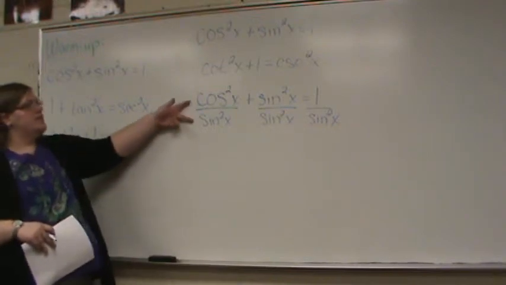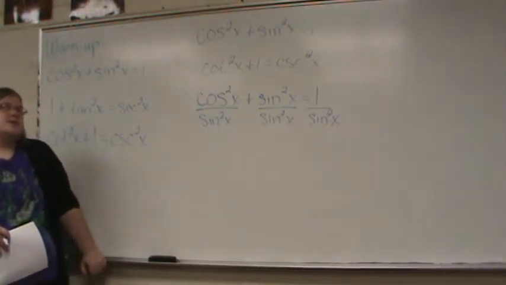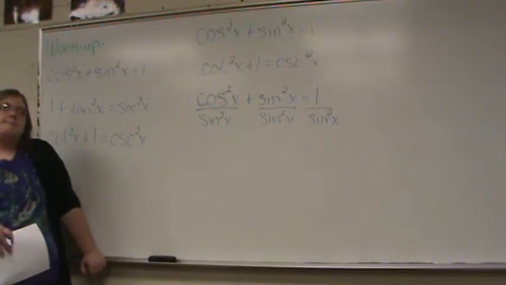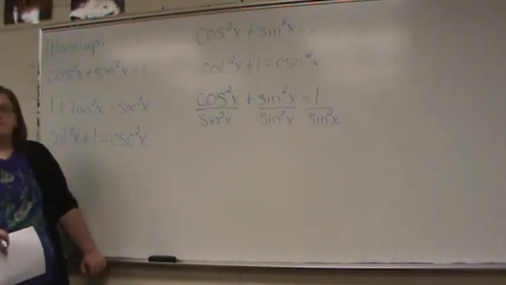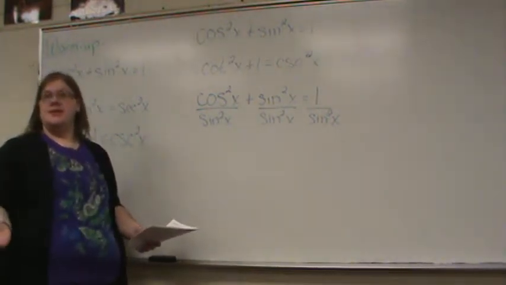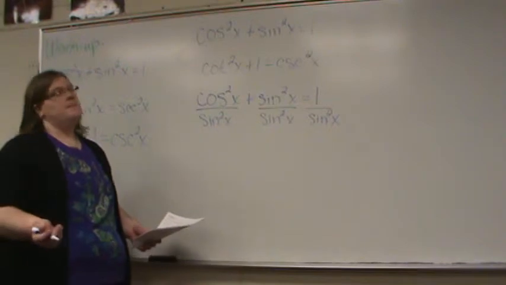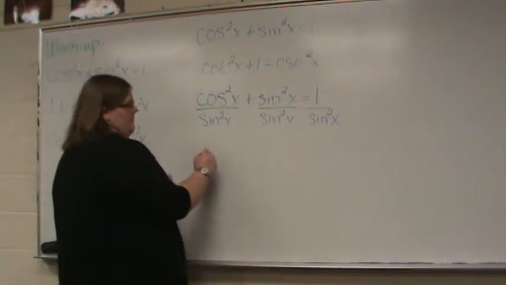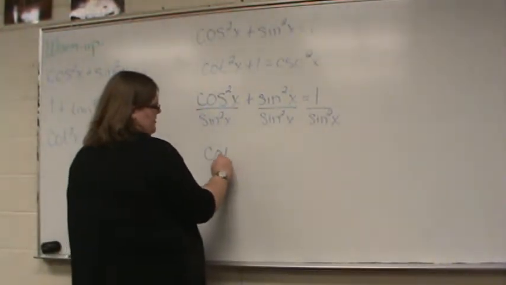So, this time we have cosine squared x over sine squared x. What does that become? Cotangent. Do you want us to actually write down what it looks like, or are you just gonna say cotangent? Do you want me to write it out? Yes. So cotangent squared x plus 1 equals cosecant squared x. Good enough.